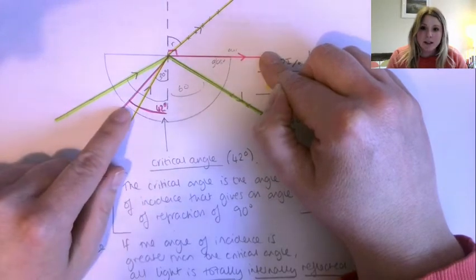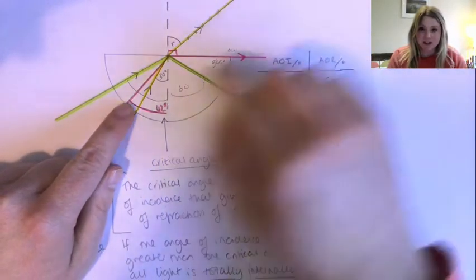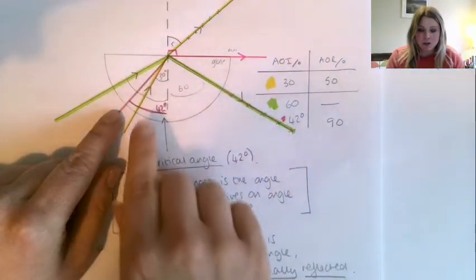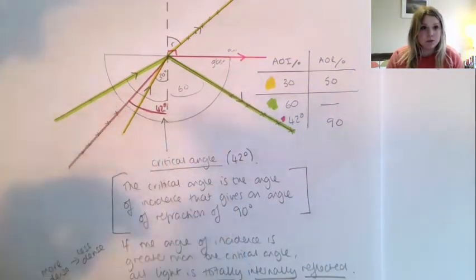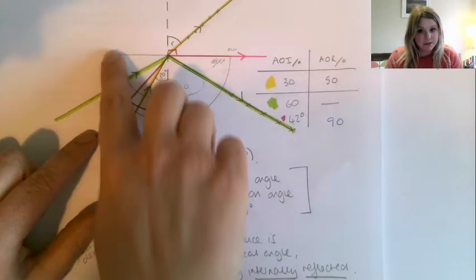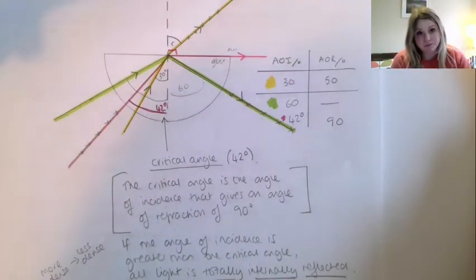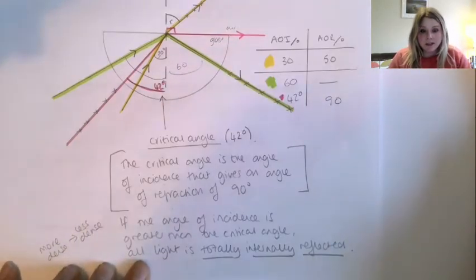Now, then we discovered that any angle greater than that critical angle here, we would get total internal reflection. So at 43 degrees we would get total internal reflection, at 45, at 70. Any angle greater than that is going to give us total internal reflection and no light will get refracted outside of the glass block. So we summarise that down here.